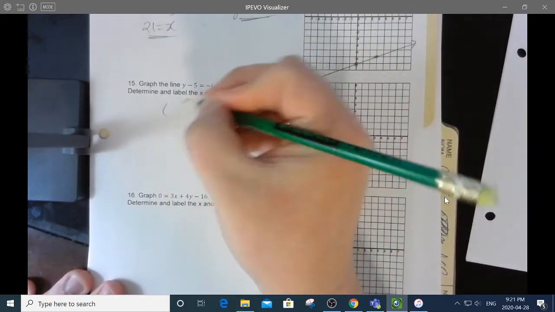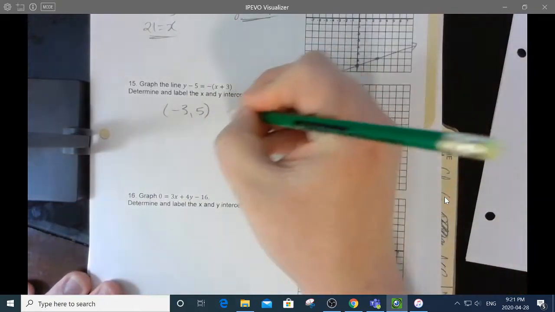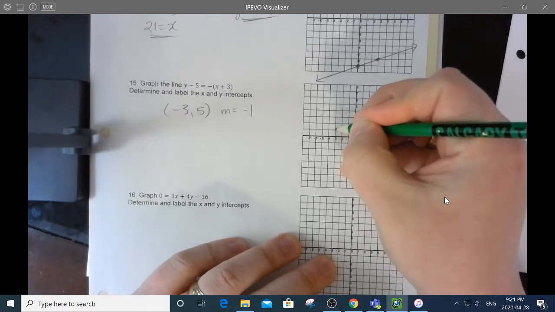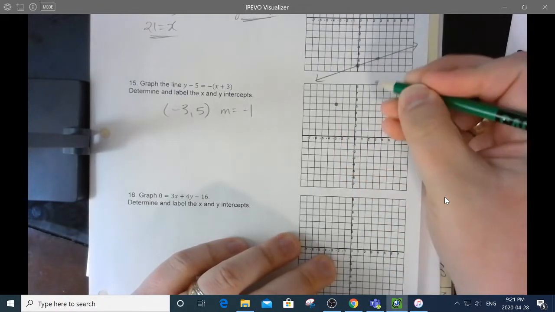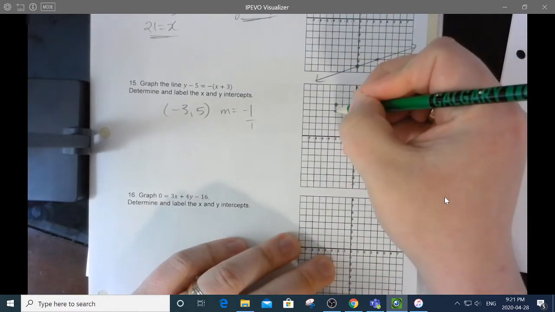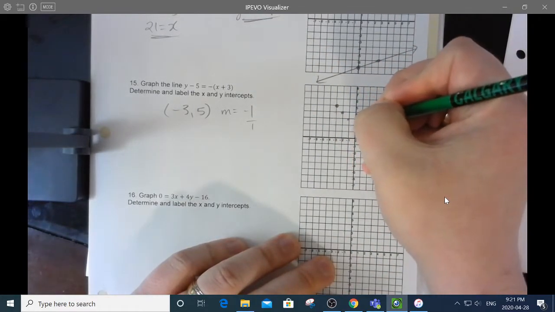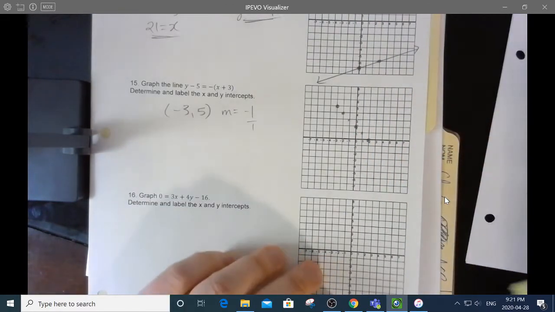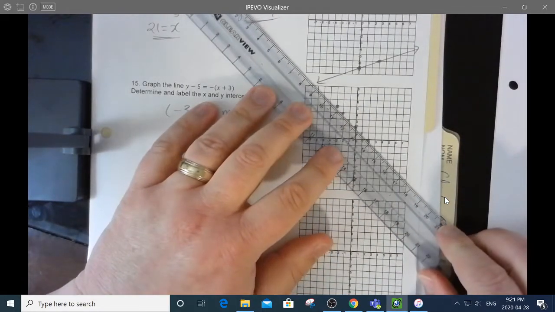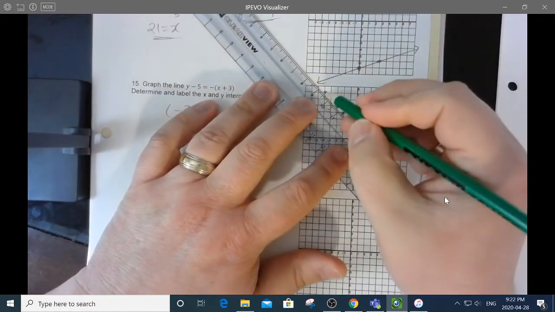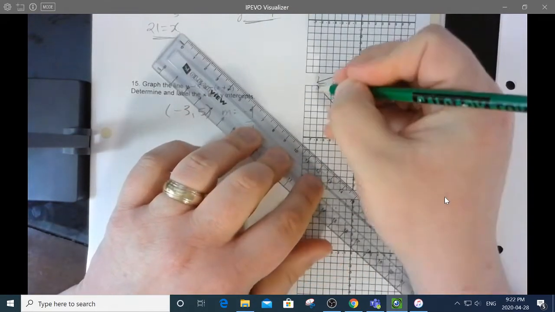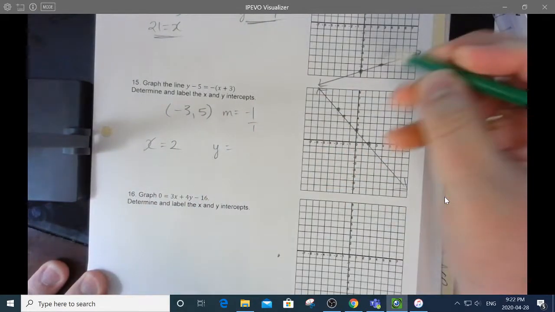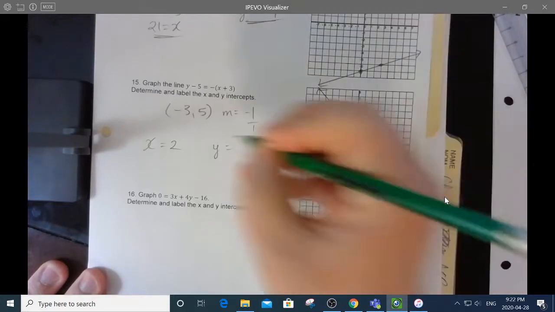Now remember, this is going through the point -3, 5, and it has a slope of -1. So -1, -2, -3, 1, 2, 3, 4, 5. And it has a slope of -1, which means I go down 1 over 1, down 1 over 1, down 1 over 1, and I'm doing this for a reason, down 1 over 1, down 1 over 1. If you're wondering, why is he counting so many points? Last time he only used 2, because it does ask me for my x and y intercepts, and I thought I'd just count them this time, since they're both nicely in my graph. So my x-intercept is 2, and my y-intercept is 2.